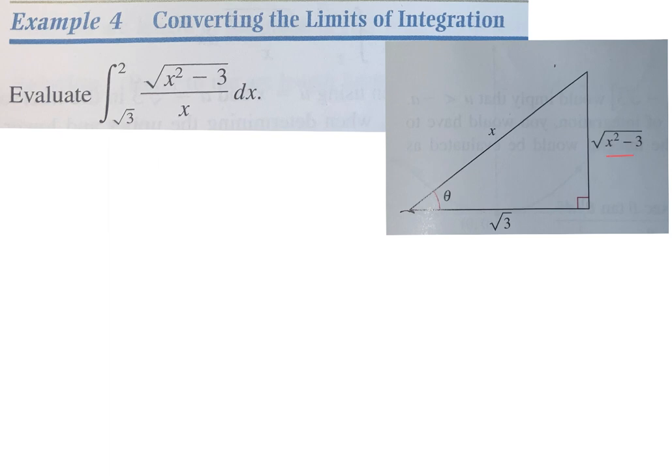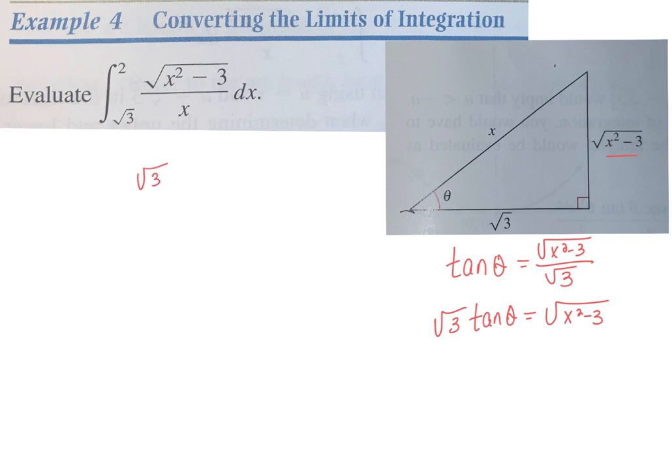I need to get this completely by itself, so I am likely going to use tangent to do that. And so I can say, well, the tangent is going to be set up opposite over adjacent, and then to get that by itself, just multiply that over. So I can replace the numerator here with square root of 3 tangent of theta.